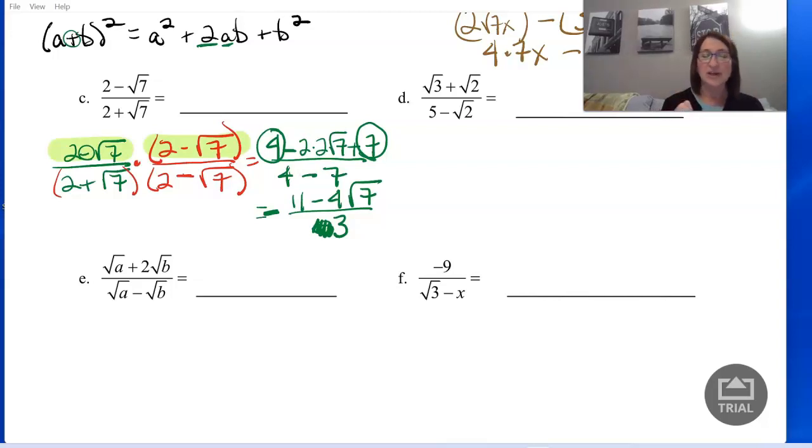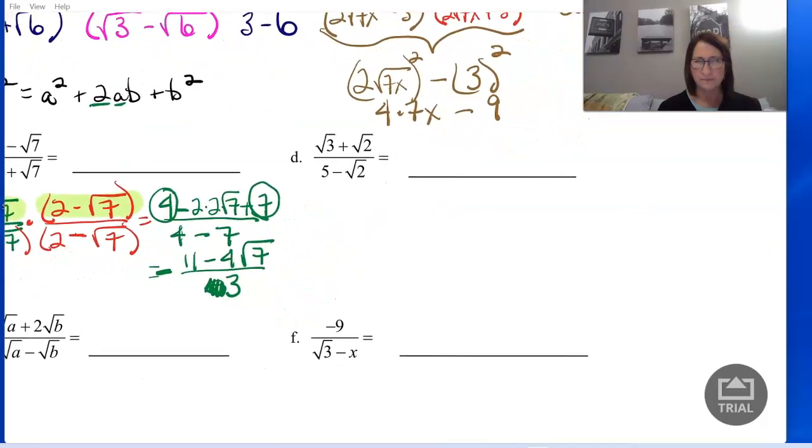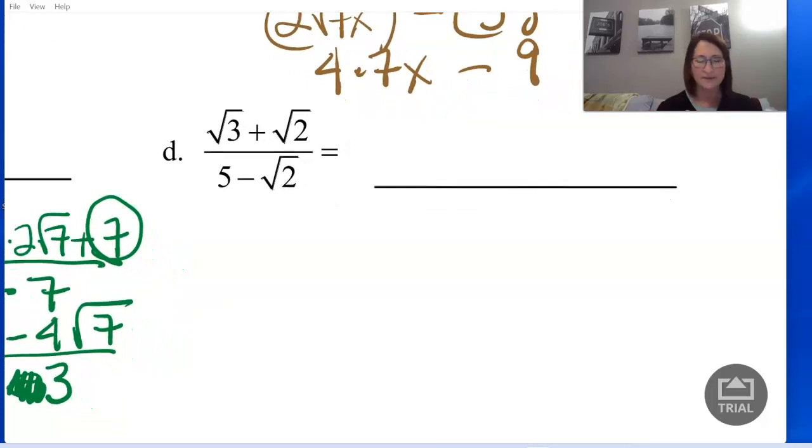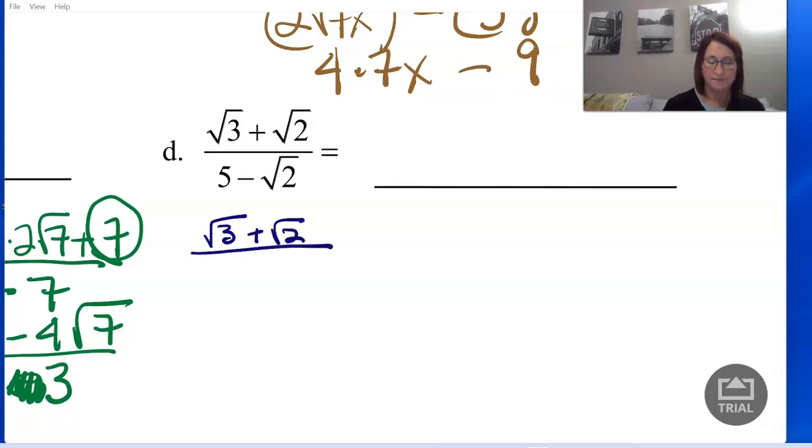All right. Let's look at D. So for D, I'm going to go ahead and start with, okay, make it a little bigger here. Get some of that out of our way. So the square root of 3 plus the square root of 2 over, I'm going to put parentheses, 5 minus the square root of 2.